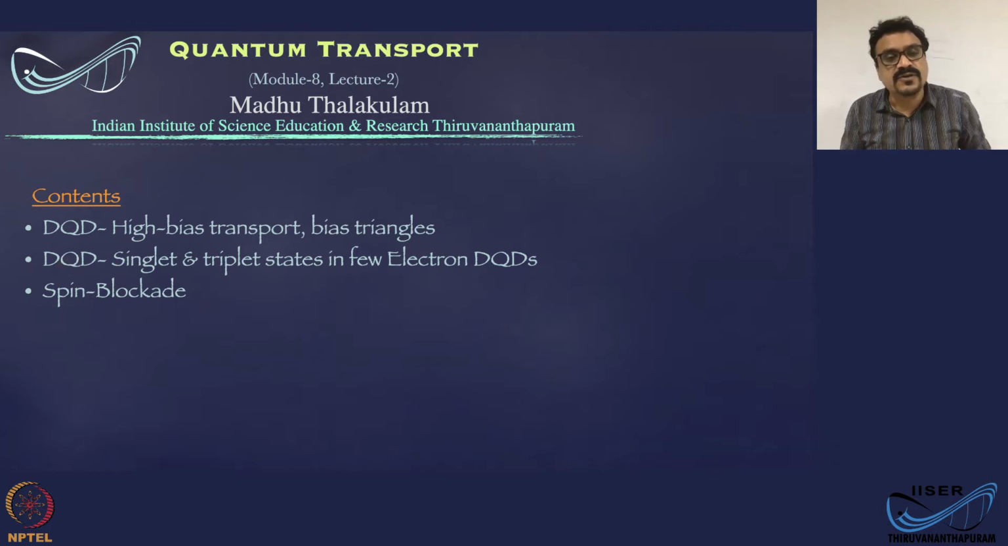we look into few-electron double quantum dot systems, singlet and triplet states, and finish with a phenomenon called spin blockade, which is a manifestation of the Pauli exclusion principle in the transport properties of quantum dot systems. All right.